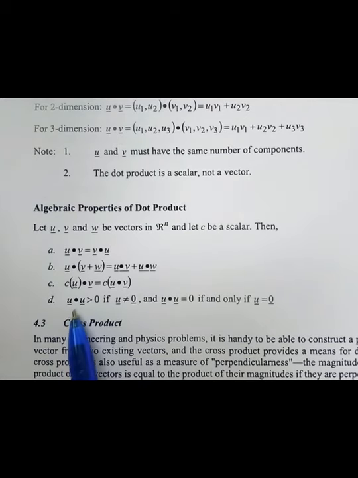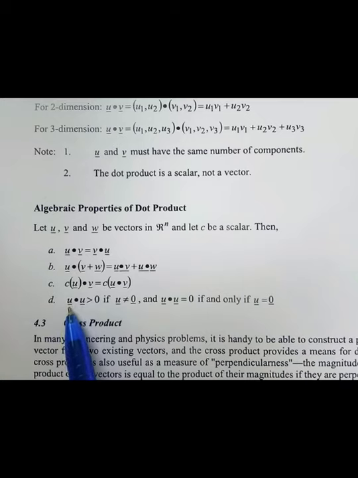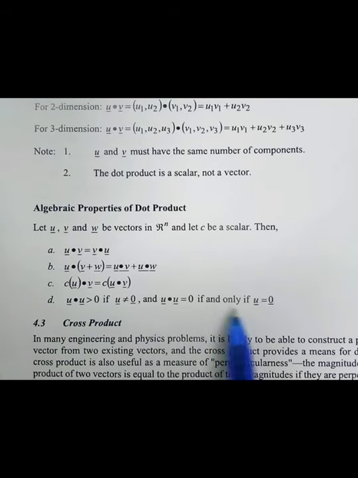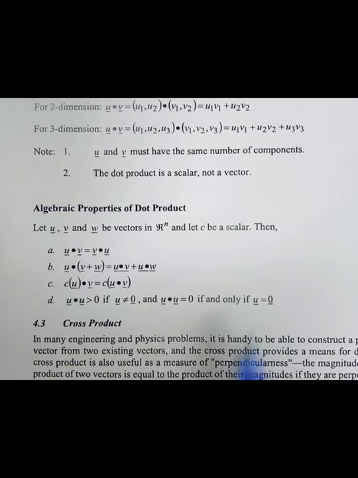Okay, for dot product of the same vector, it must be positive, it must be greater than 0, if the given vector u is not 0. And u dot u is 0 if and only if vector u is a 0 vector.